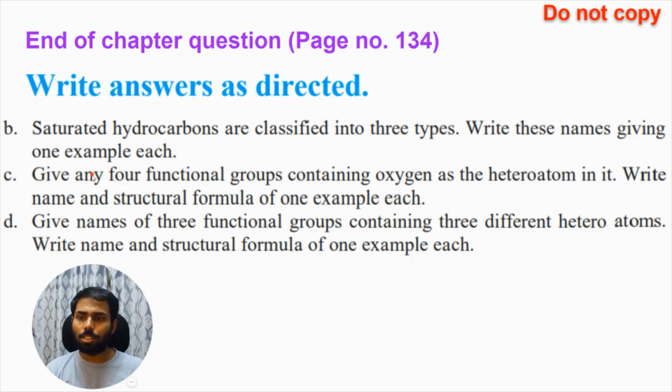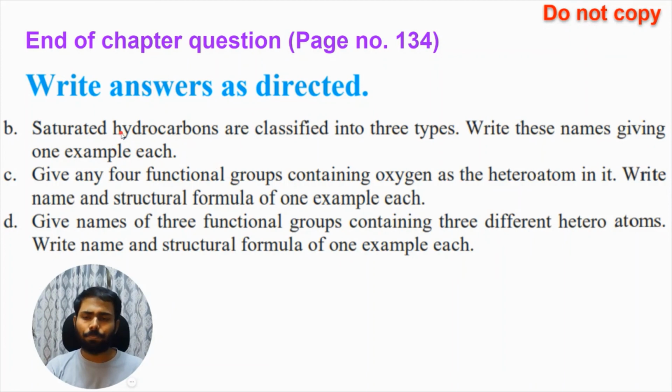Next, they have asked us to give 4 functional groups containing oxygen as its heteroatom in it, and you have to give examples. And the last one is write functional group containing 3 different heteroatoms and write its structural formula and give one example each. Okay, name, structural formula, and example. So I think you all can solve all these 3 questions by yourself. They are not very difficult. All you have to do is open the textbook and find the tables.